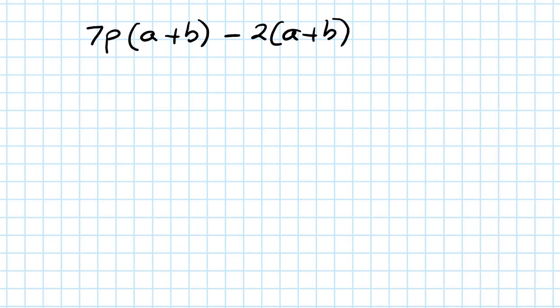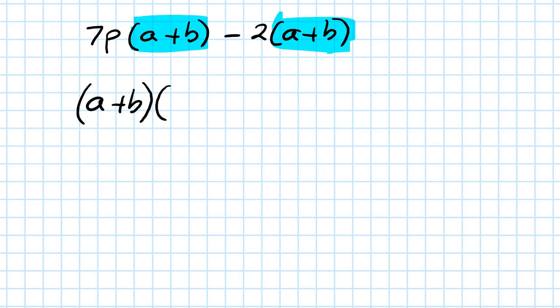Now with this expression here, the common factor is (a + b). See? So what you do, you take (a + b) out first. Then you're left with, because you take the (a + b) out, you divide by (a + b), which is 7p - 2. That's the answer.